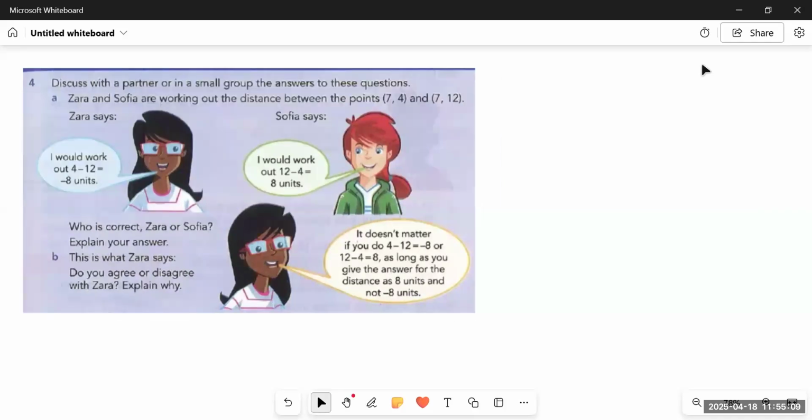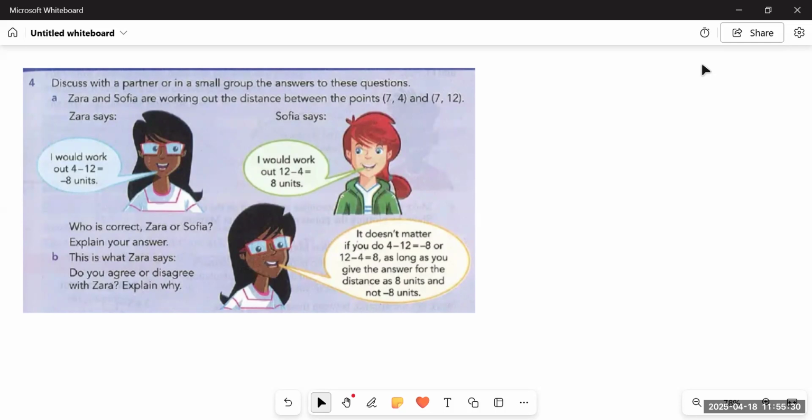So Sophia is correct. Actually, the distance is 8 units and not minus 8. And minus 8 would be incorrect because we cannot have a negative distance, as I told you in the previous question. We never calculate in minus. We always have a positive distance because distance couldn't be negative.